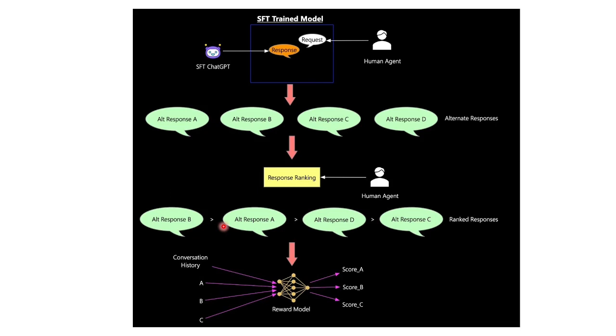You have a human agent that is telling the LLM, well, this is the best response, this is the second best response, this is the third best response, and this is the fourth best response. So you're essentially giving the LLM a reward for each thing that it does right, and deducting points for each thing that it does wrong.